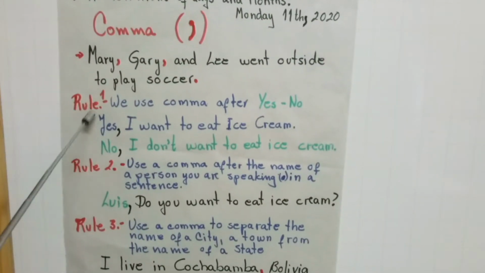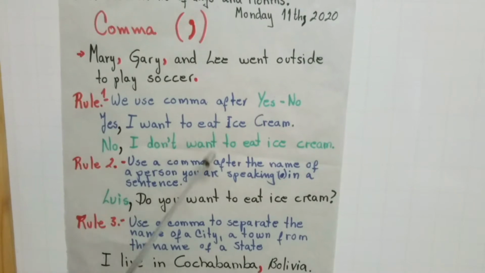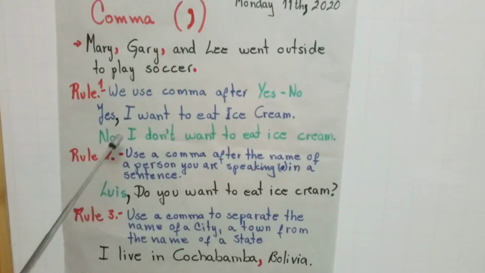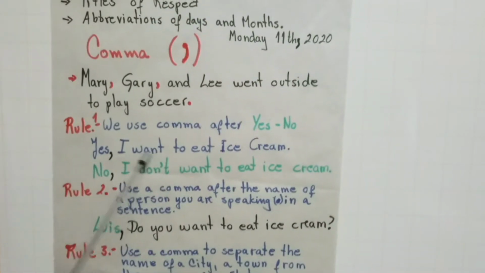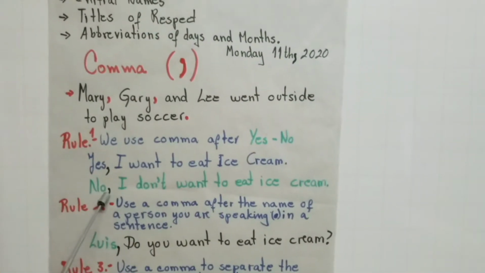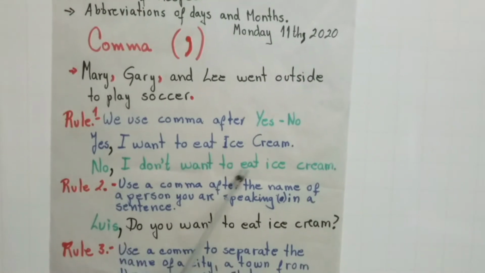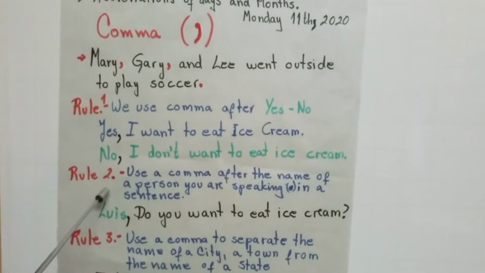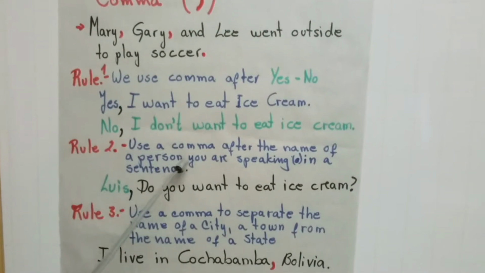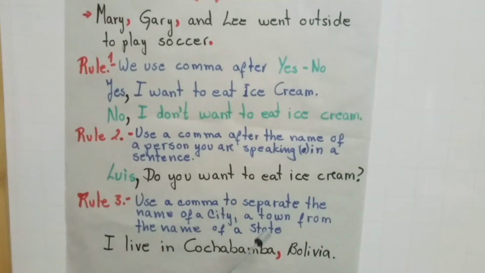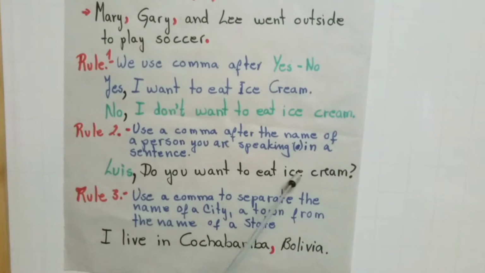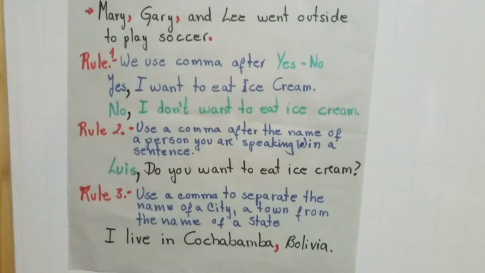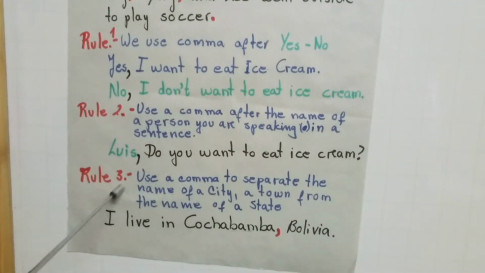In rule 1, we use a comma after yes or no. Here you have an example. Yes, comma, I want to eat ice cream. No, comma, I don't want to eat ice cream. Rule 2. Use a comma after the name of a person you are speaking to in a sentence. Luis, comma, do you want to eat ice cream? Do you remember those?